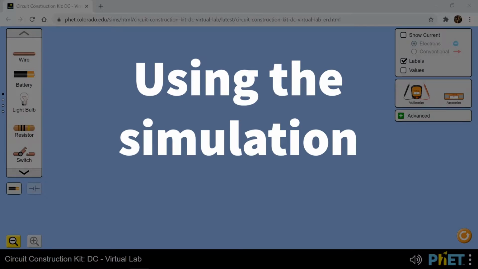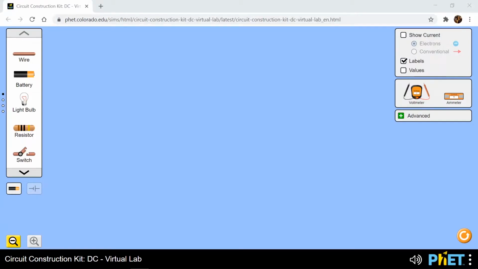This video is for the physics lab looking at Kirchhoff's rules. In this lab, we are going to use a virtual circuit construction kit to build a complex multi-loop circuit that contains several resistors as well as several batteries, and use Kirchhoff's rules to analyze that circuit.